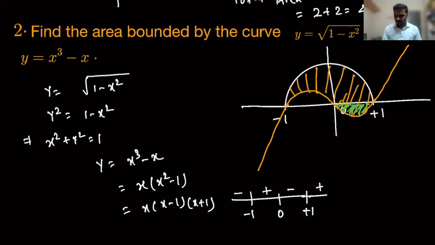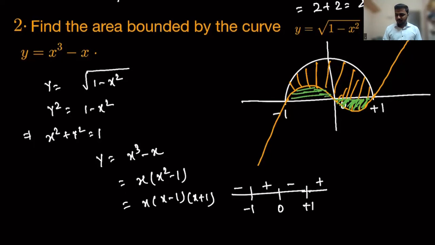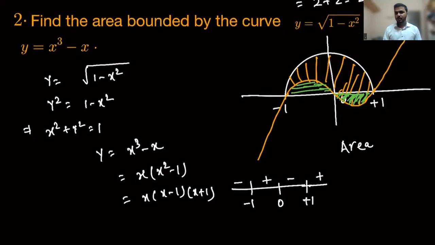If I just cut and paste it and put it here, I will get a shaded region. That region is obviously a semicircle, and you know the area of a semicircle. What should be the area of the semicircle? It is pi r square divided by 2. Here r value is given as 1. So the area is pi into 1 square divided by 2, that means pi by 2 square unit.